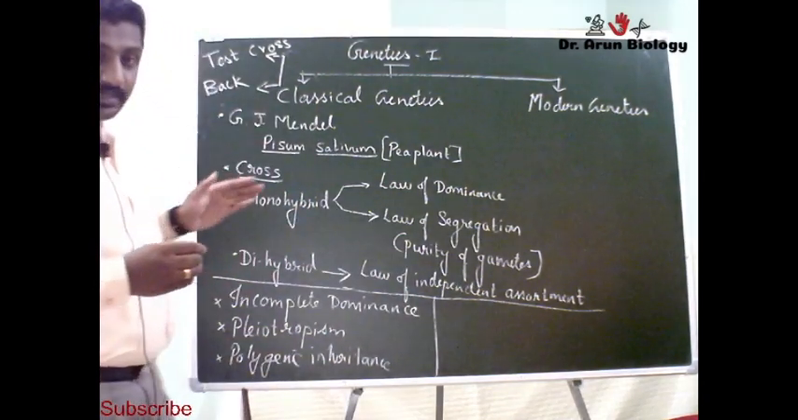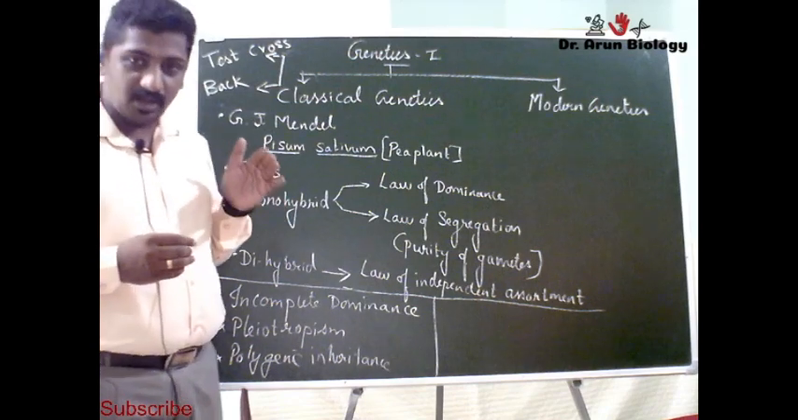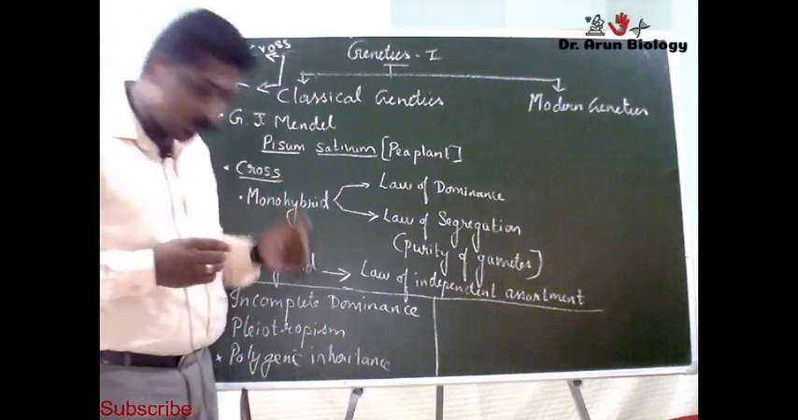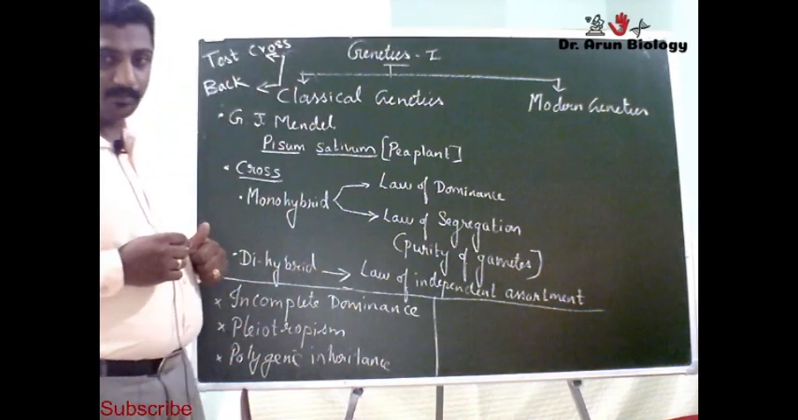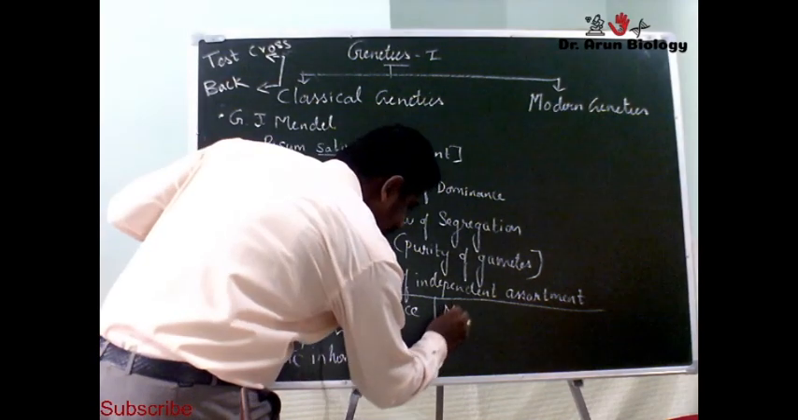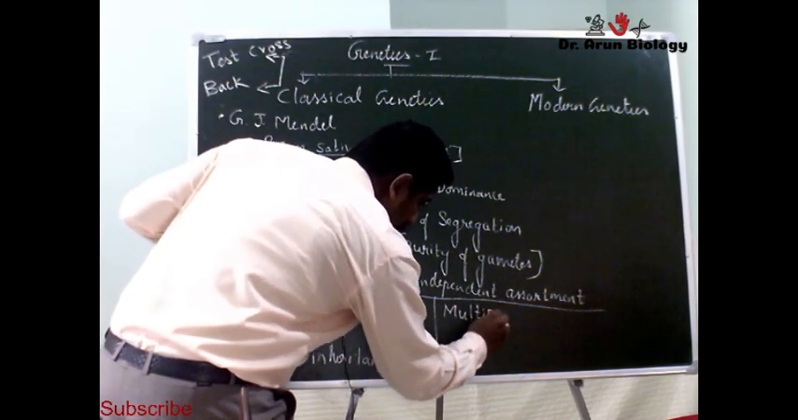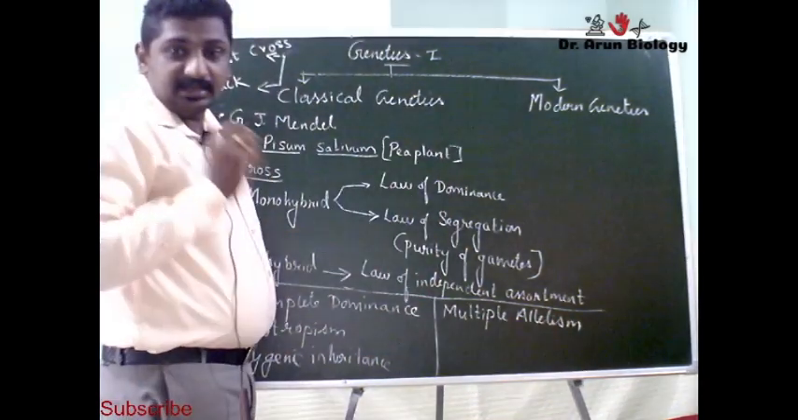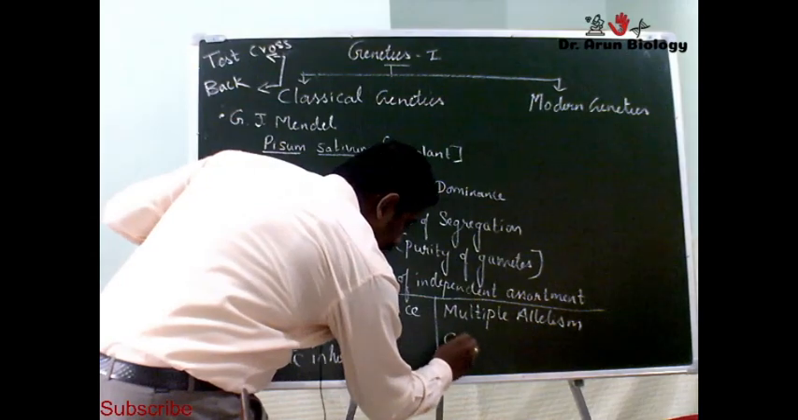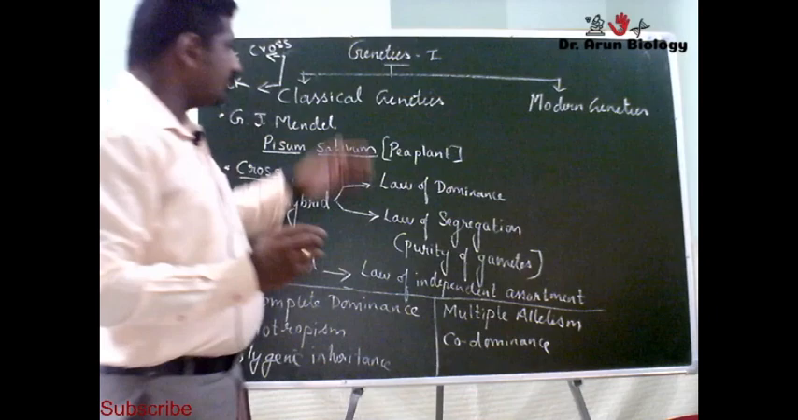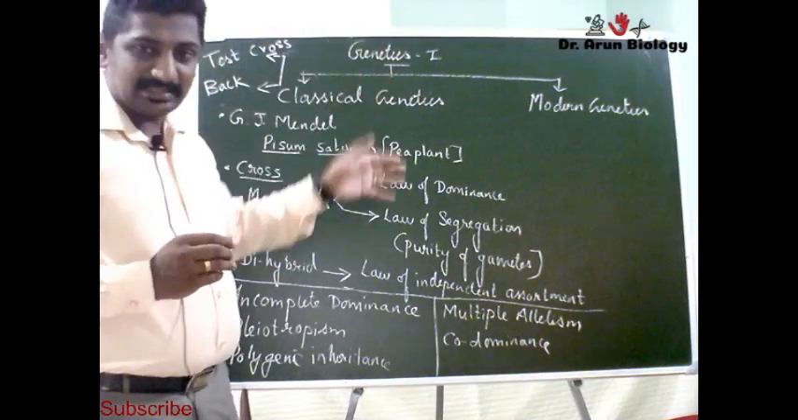So these are some important 3-mark questions for our board exams. Incomplete dominance, with the help of Snapdragon, you're going to prove it. And pleiotropism, polygenic inheritance. Apart from it, you have other topics also. What are they? They are multiple allelism, and the next important thing is codominance. So all these we are going to learn in classical genetics.